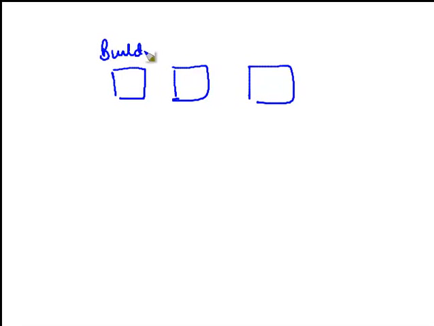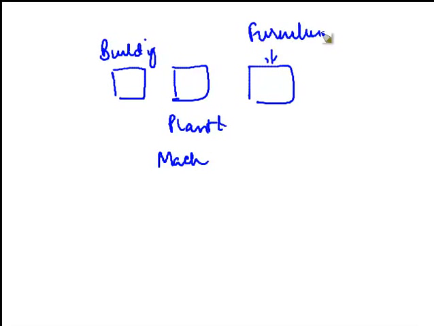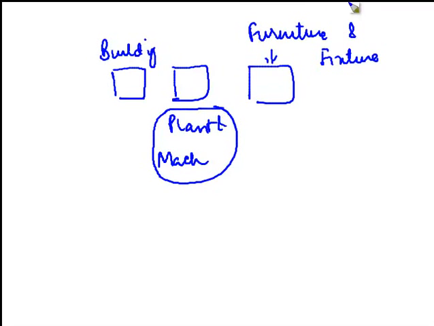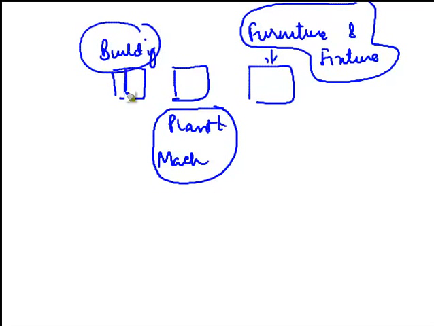Block, insofar as income tax is concerned, can be a group or a class of assets. So let's say building can be one block, right? Plant and machinery can be another block. Furniture and fixture can be another block, right? So these are different blocks based on their classification. Now, within each of these blocks, there are other blocks as well, right?